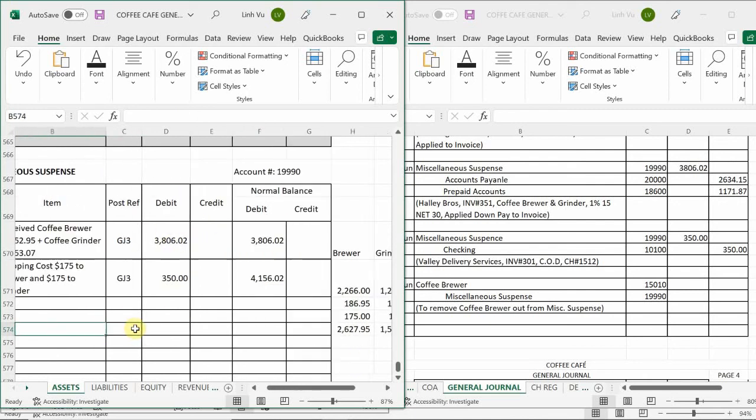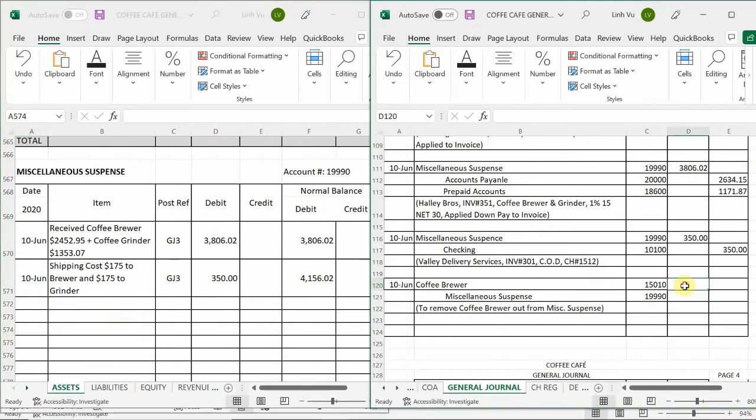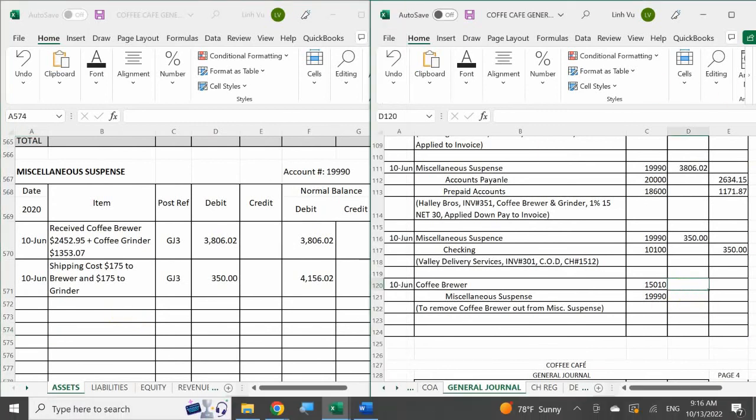So therefore, I'm going to go ahead and make sure I put this in my journal that I'm taking out $2,627.95 and putting it into my coffee brewer account. Okay? For $2,627.95. Okay?